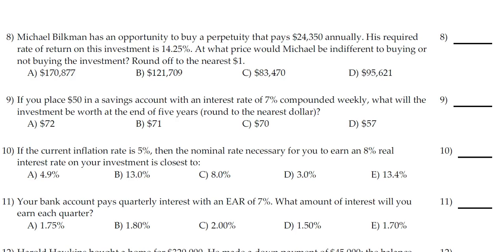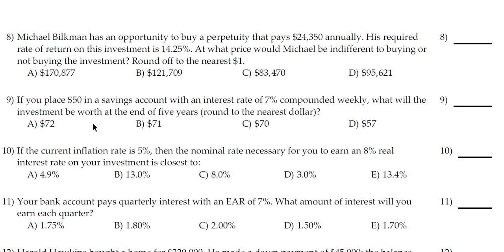Michael Bilkman has an opportunity to buy a perpetuity that pays $24,350 annually. His required rate of return on this investment is 14.25%. At what price would Michael be indifferent to buying or not buying the investment?